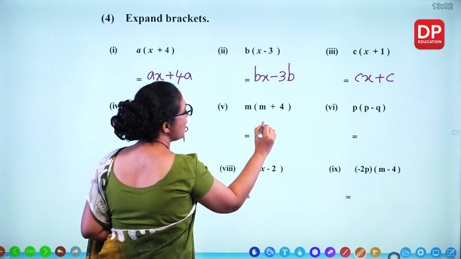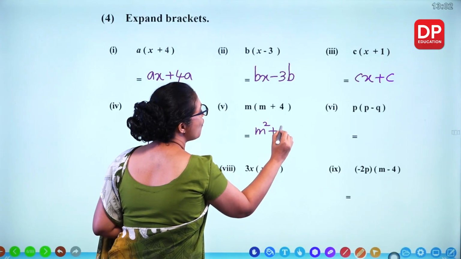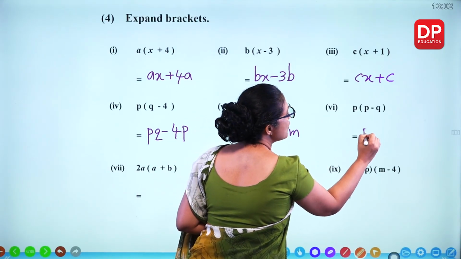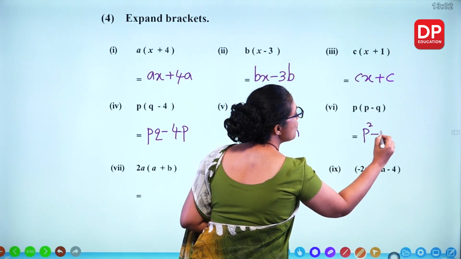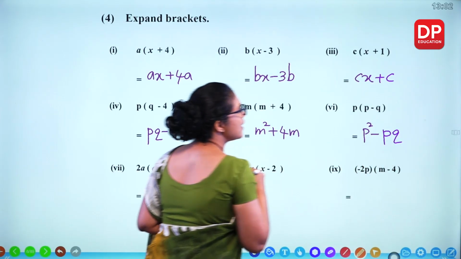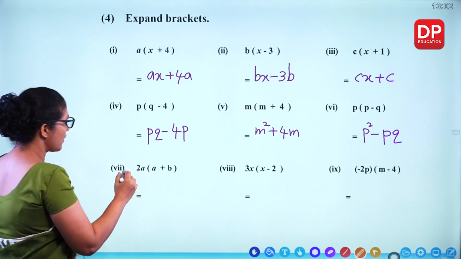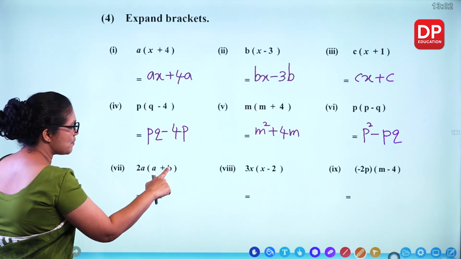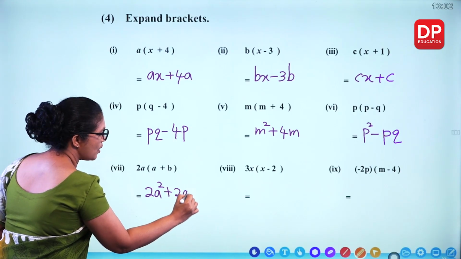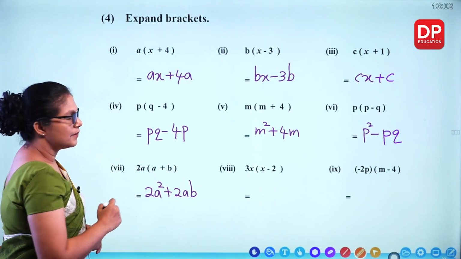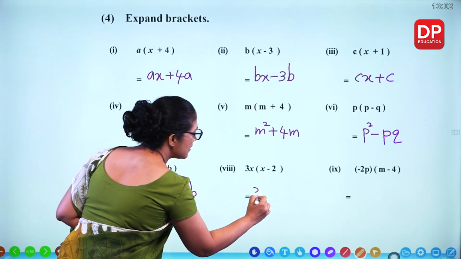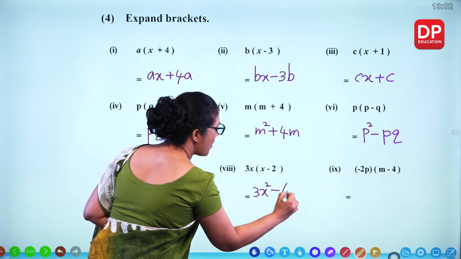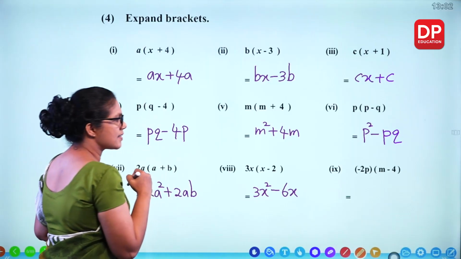M into m, m squared. M into 4, 4m. P into p, p squared. P into minus q, minus pq. 2a times a, 2a squared. 2a times b, 2ab. 3x into x, 3x squared. 3x into minus 2, minus 6x.